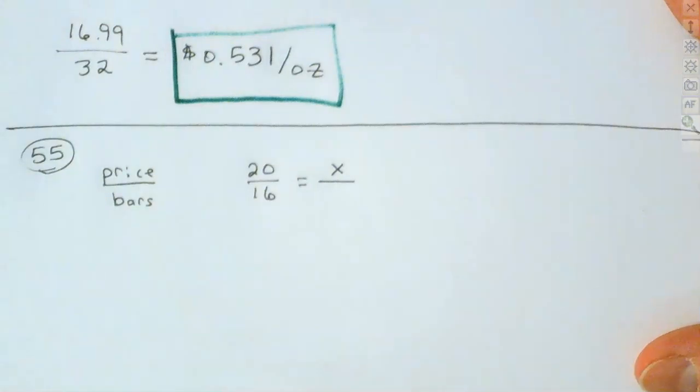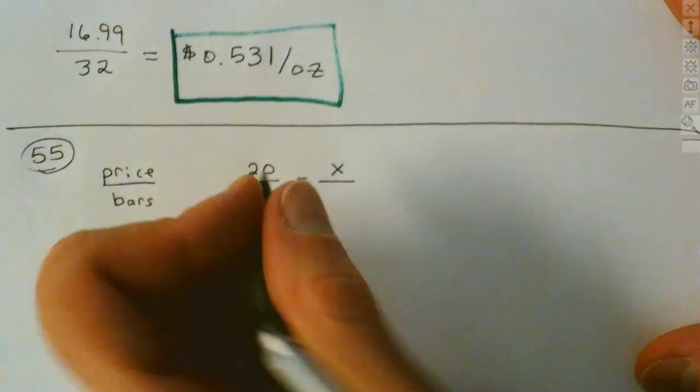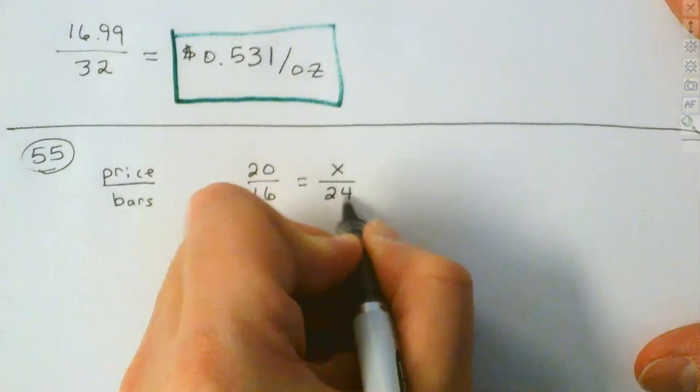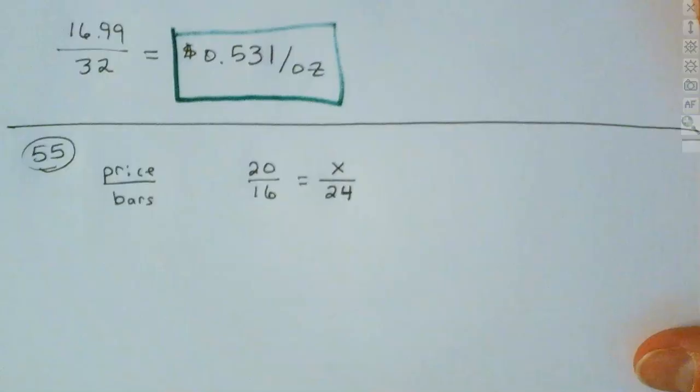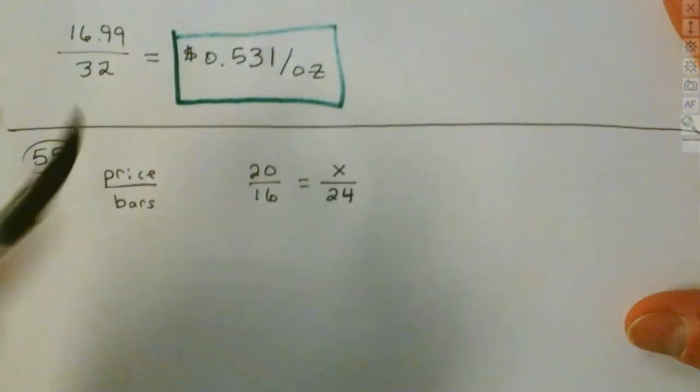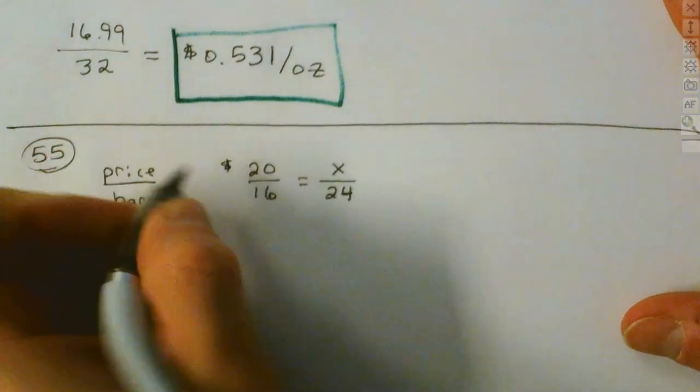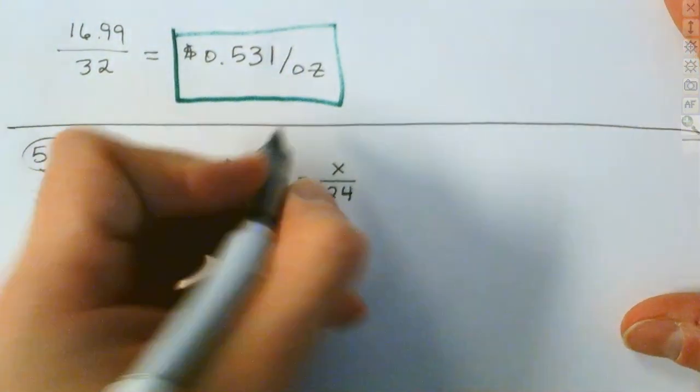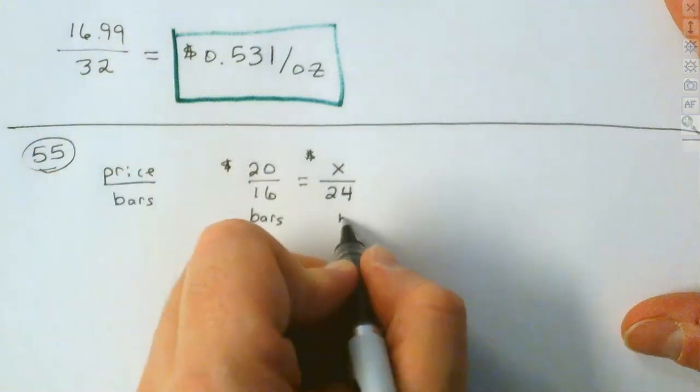So that's going to be on the top because that's your X. And how many candy bars are we going to want to buy? We're going to try to buy 24, right? So we can label it. This is the price and this is the bars here.